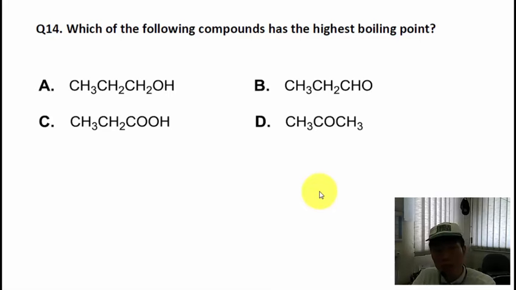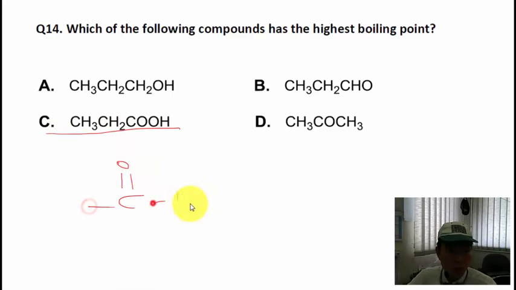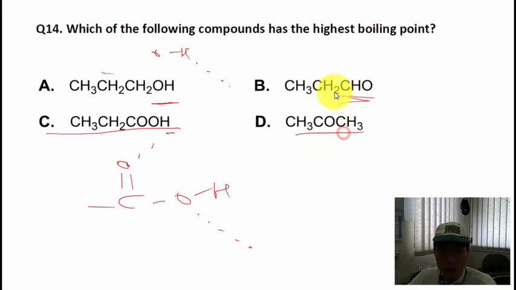Number 14, which of the following compounds has the highest boiling point? So we compare and see, right, all of them have a similar number of carbon and oxygen. But one key difference is for C. You see, it's a carboxylic acid. When you draw it out, it has 2 sites of hydrogen bonding. On average, you see, 1 and 2. For the hydroxyl group in alcohol, there's only 1 site. For this, there's not even a hydrogen bond. No hydrogen bond. C.